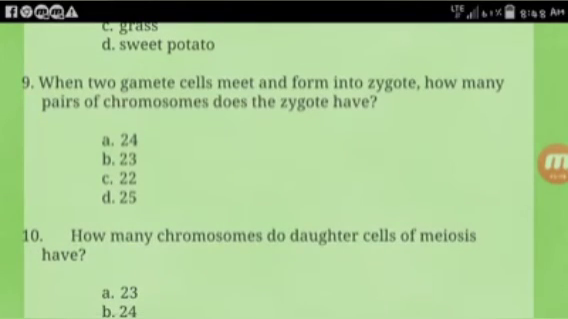Number 9, when 2 gamete cells meet and form into zygote, how many pairs of chromosomes does the zygote have? So here it's asking for pairs, so it's 23 pairs or 46 chromosomes. The answer is letter B, 23 pairs of chromosomes.